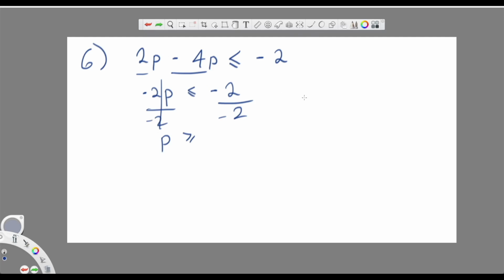Now let's say this was a different problem. Let's say we had 2p is less than or equal to 2. Divide both sides by 2. Notice how the sign remains the same. That's because we didn't have to divide by a negative, but since we divided by a negative in the original problem, we must flip the sign or the answer is going to be wrong. So we flipped our sign. Negative 2 divided by negative 2 is positive 1 because 2 negatives give you a positive.